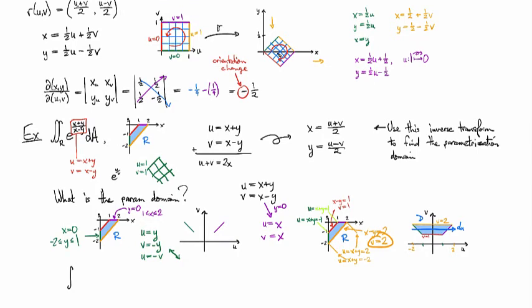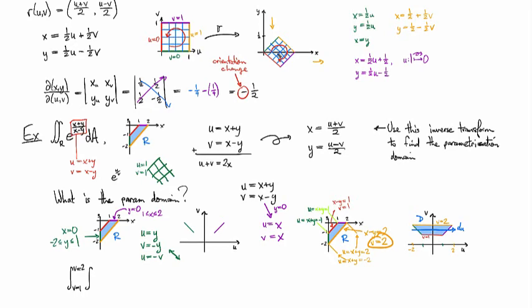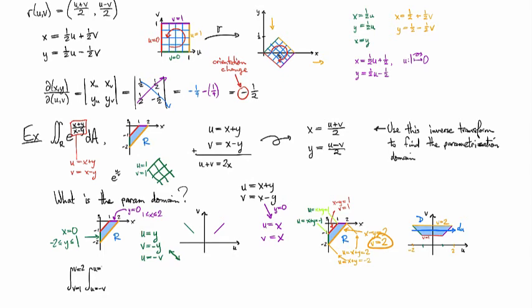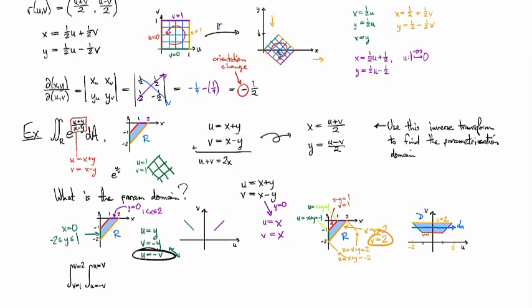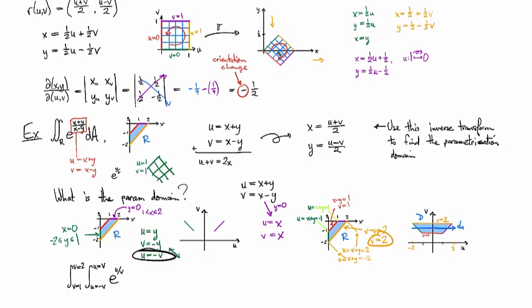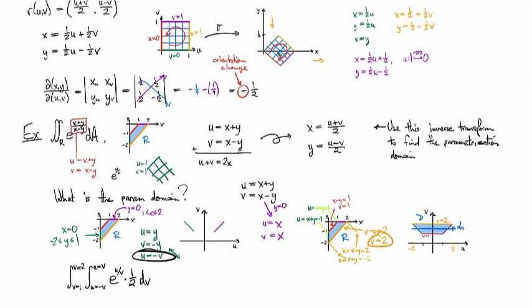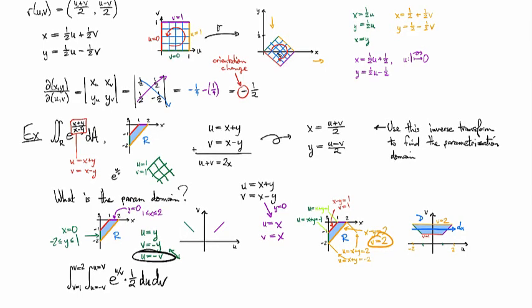So we go from v equals 1 to v equals 2. And then we go from the lower boundary, u equals minus v, up to the upper boundary, u equals v. This is coming from stuff that we already found right here. And then we've got e to the u over v. And then we've got our Jacobian, so that's going to be 1/2 du dv.